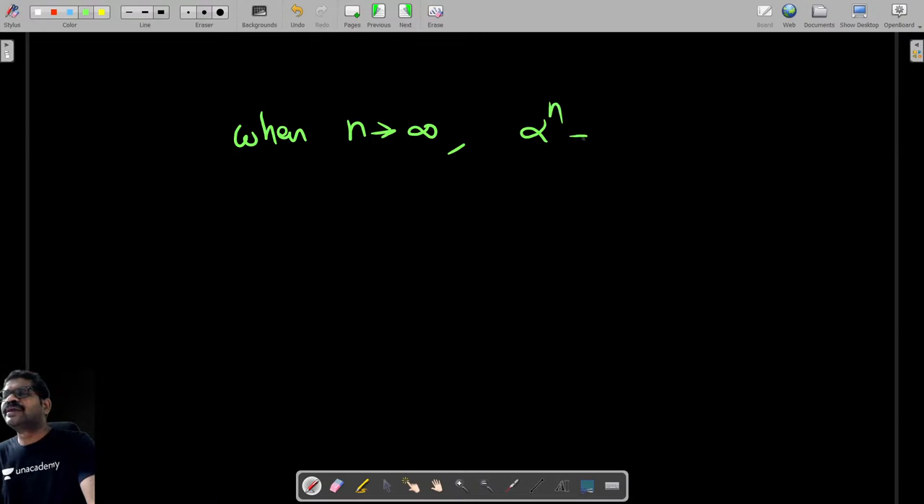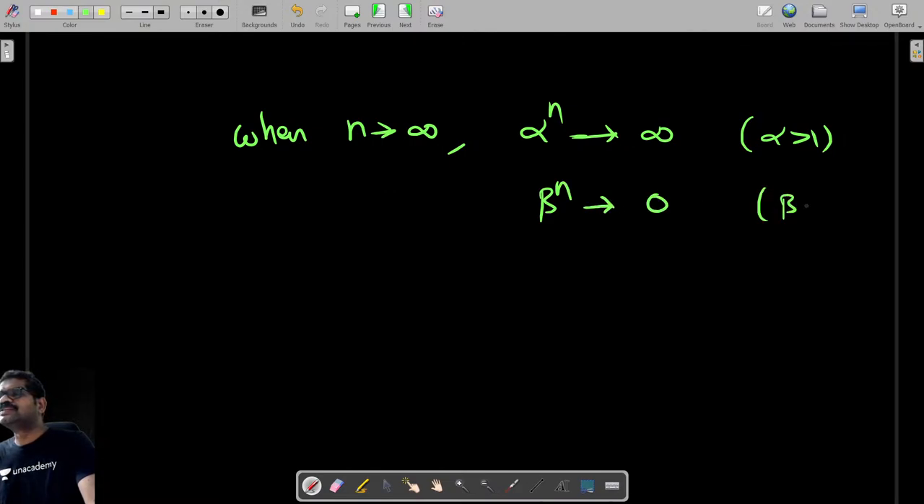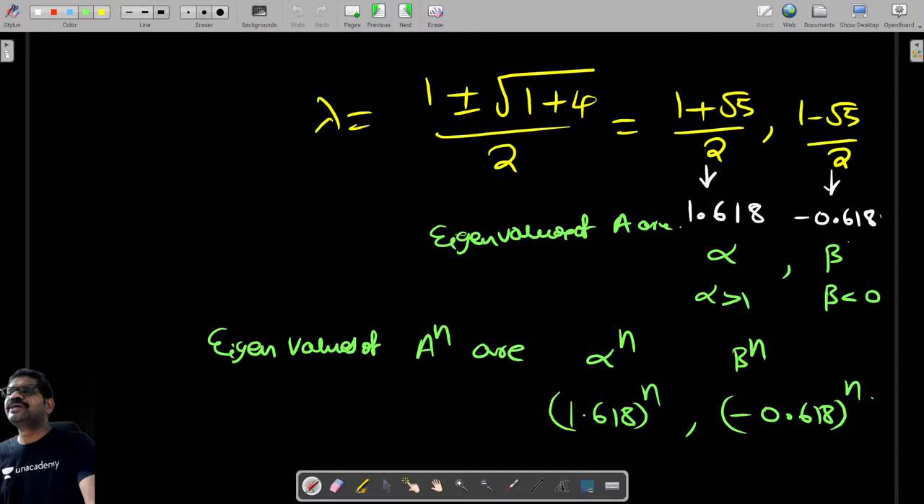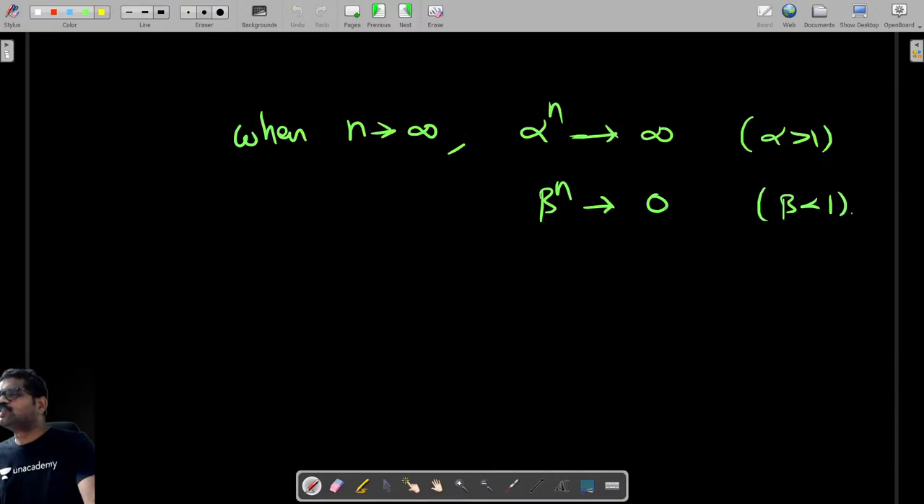alpha power n tends to infinity. The reason is alpha is greater than 1. Beta power n tends to 0. The reason is mod beta is less than 1. Understood here? 1.618 whole power infinity is infinity. Minus 0.618 lies between minus 1 and plus 1. Mod beta power n is less than 1. That's why when n tends to infinity, beta power n tends to 0.